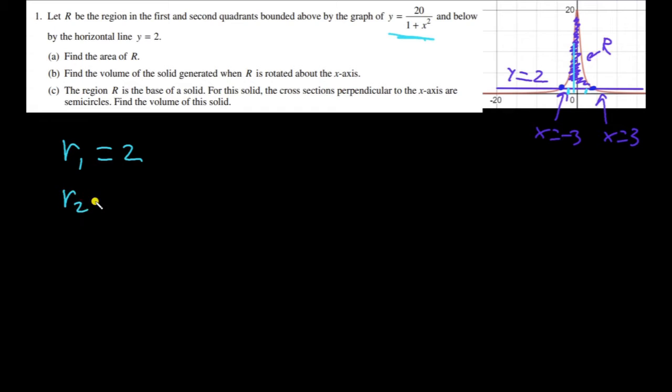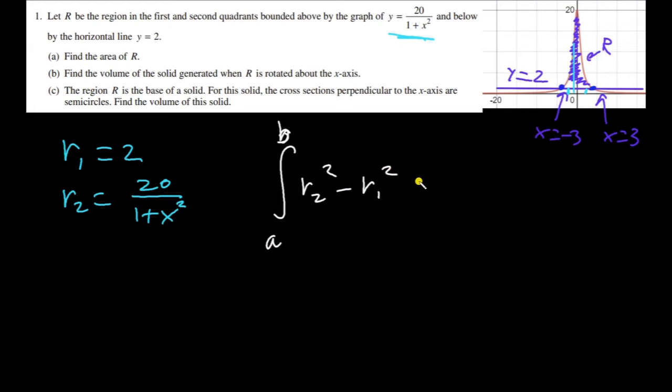So r2 is this height, which is 20 over 1 plus x squared. That's the y value. So r2 is 20 over 1 plus x squared. Now all we have to do is plug these into our formula, which is the integral from a to b of r2 squared minus r1 squared dx, and then multiply that by pi.